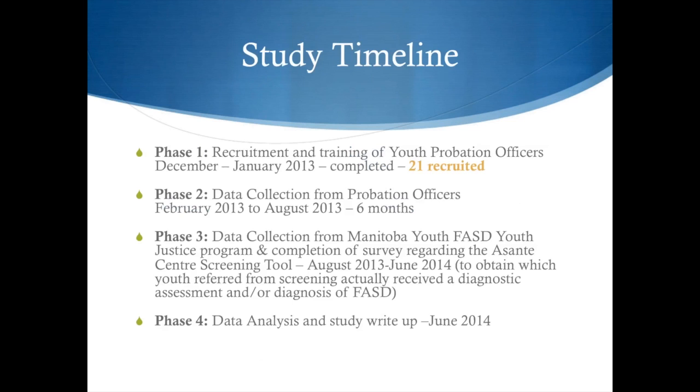So we just completed phase one in January, which was the recruitment and training of probation officers. We have 21 youth probation officers recruited for our study across Manitoba, which was a great recruitment rate. I think only one or two probation officers didn't want to participate in the study due to their time restrictions. We're now into phase two, which is our data collection from probation officers.